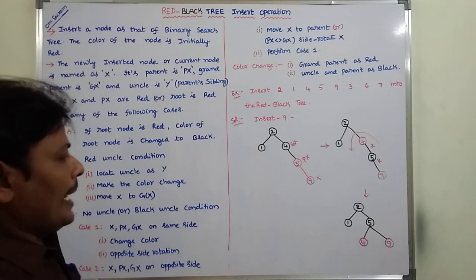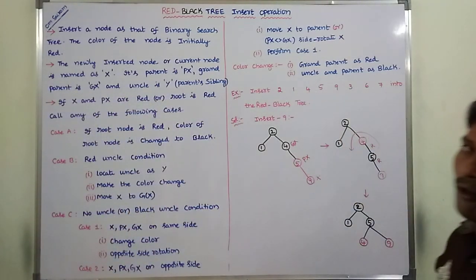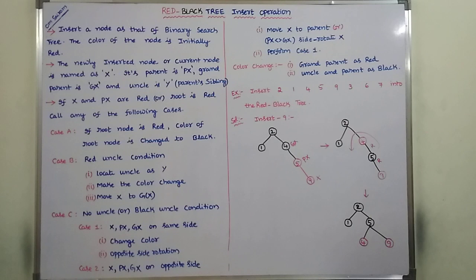Next, is this a red-black tree or not? First, it is a red-black tree because the root node is a black node. Considering any path, no path contains two consecutive red nodes. In this path, two consecutive red nodes are not there. In this path, there are no two consecutive red nodes. All paths do not contain any two consecutive red nodes, so it is a red-black tree.